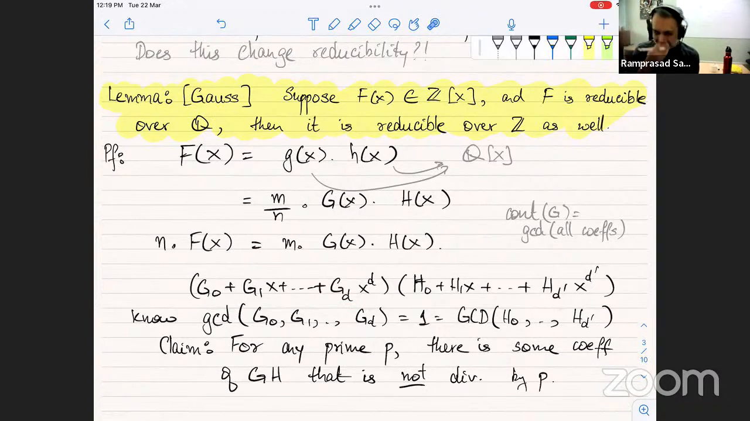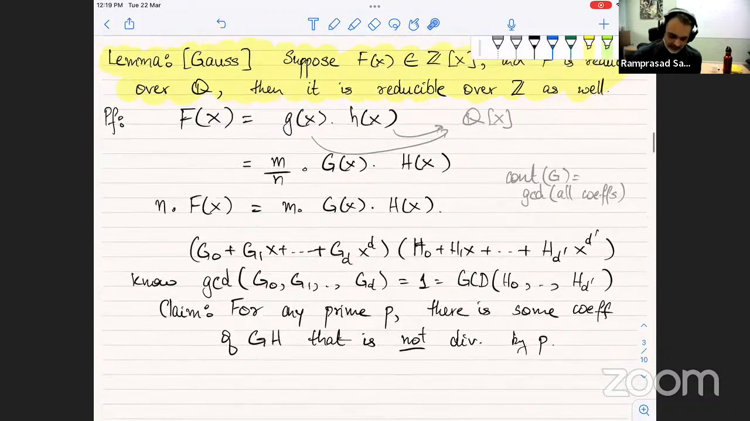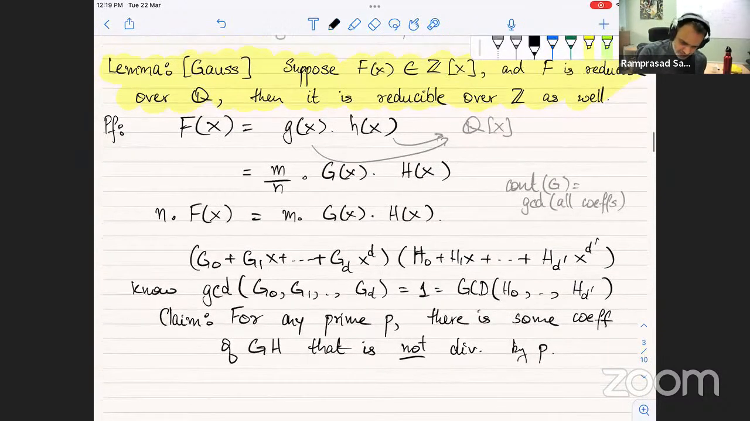Okay. Now what's the next step? Suppose the last but one term was not divisible by p here, and the last but one term was not divisible by p here. What would you do then? Okay, so here is a quick proof.